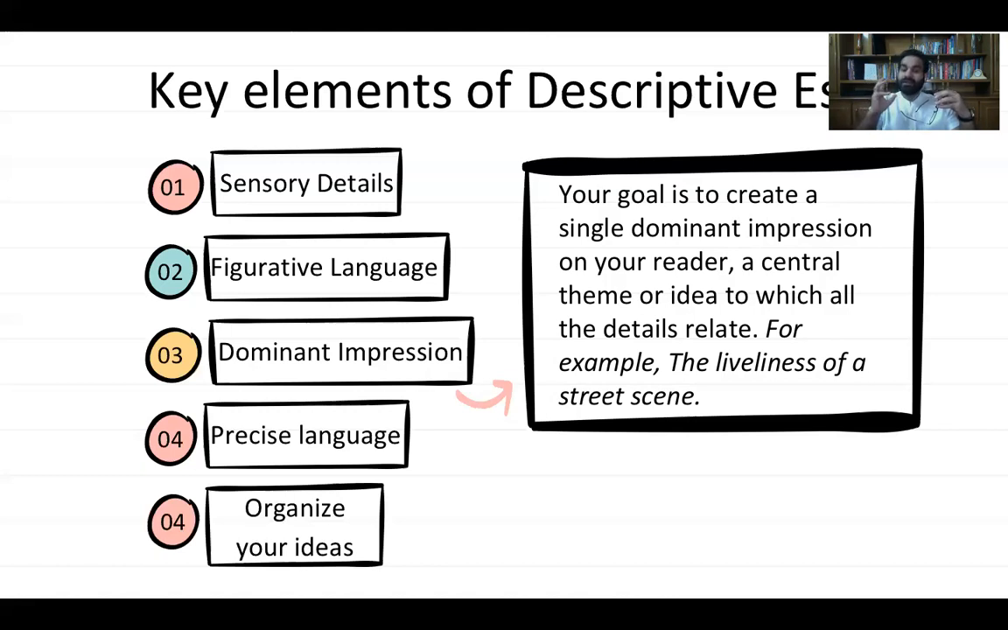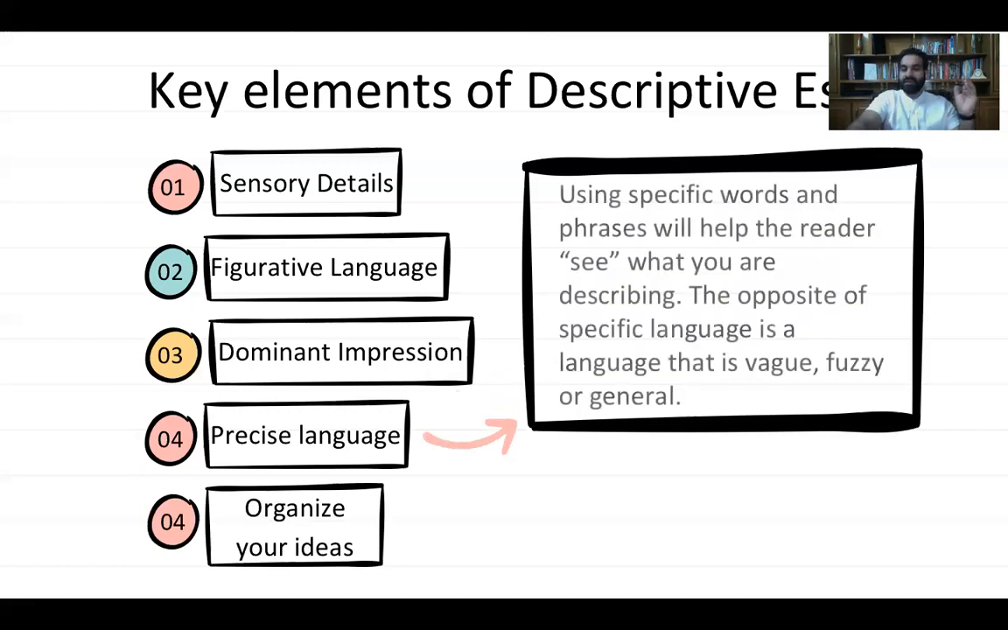You see, a descriptive writer is one who makes the ordinary into extraordinary and presents it in a way that people understand that really it should have been done in this way. Okay, then go on to the precise language. Using specific words and phrases will help the reader see what you are describing. The opposite of specific language is language that is vague, fuzzy, or general.